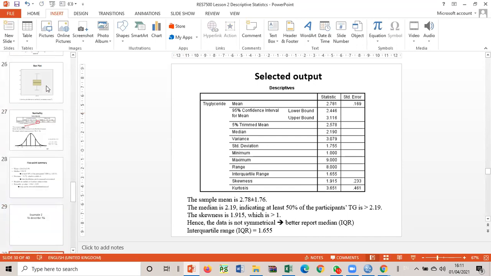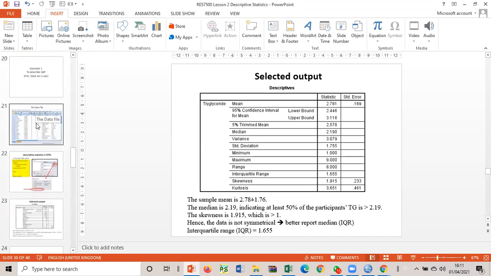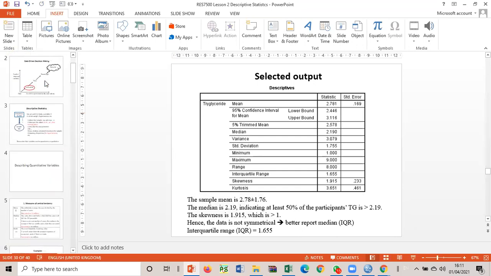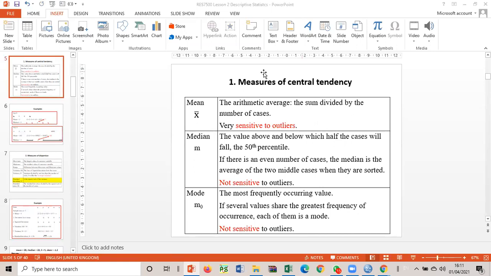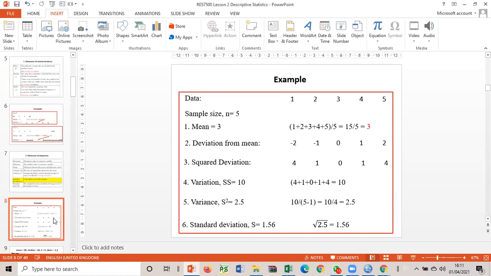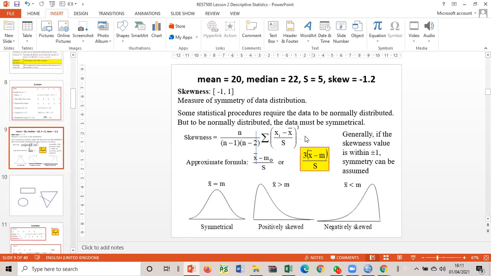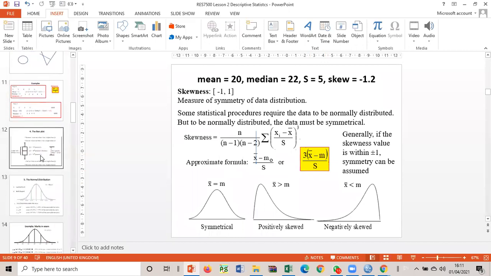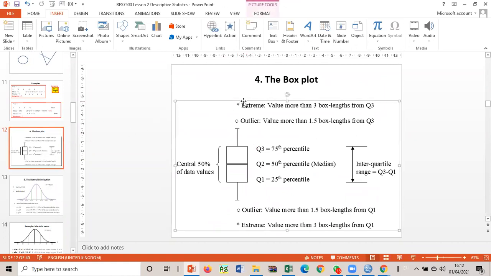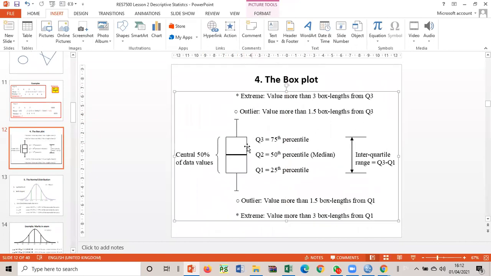Okay. Now you've gone through the center. We're talking about how the data spreads and where it's centered. Number 1 is a measure of center, mean and median. Number 2, measure of dispersion. And number 3 is measure of symmetry. Next, we go into identifying whether there are extreme values or outliers. We use a box plot.